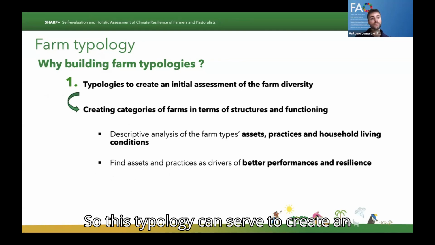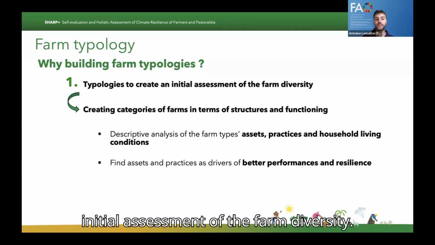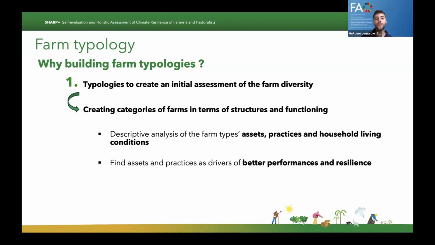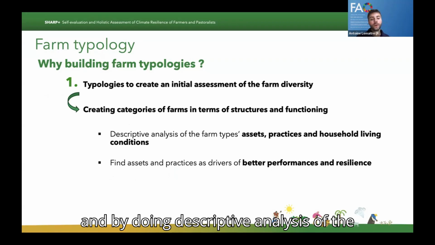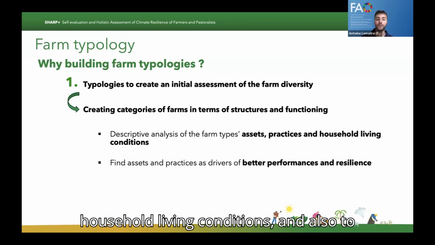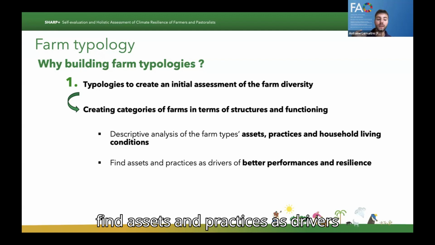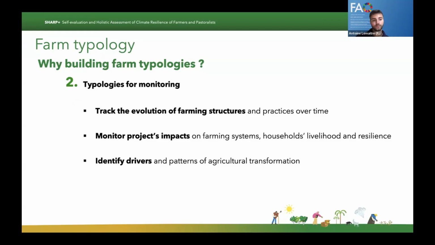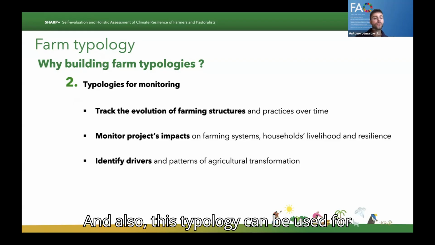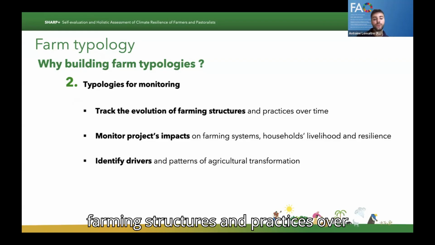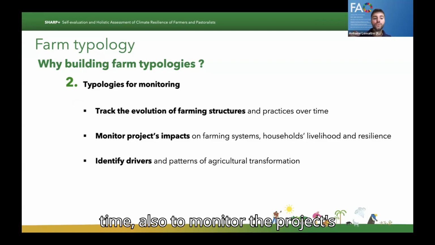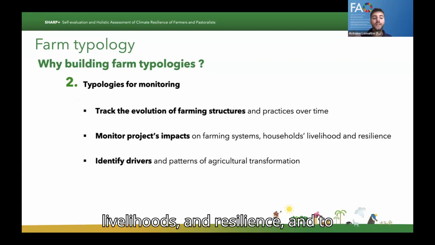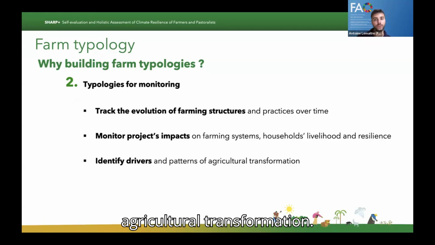So this typology can serve to create an initial assessment of the farm diversity. So by creating these categories of farms in terms of structures and functioning, and by doing descriptive analysis of the farm types, assets, practices, and household living conditions, and also to find assets and practices as drivers of better performances and resilience. And also this typology can be used for monitoring, to track the evolution of farming structures and practices over time, also to monitor the project impact on farming system, household livelihoods, and resilience, and to identify drivers and patterns of agricultural transformation.